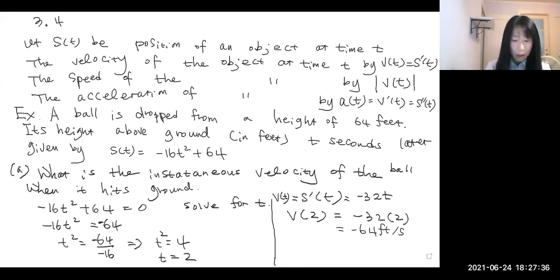All right, then can I erase the top and then we do the second part? So the second part is average velocity. Okay. Let me erase the top.